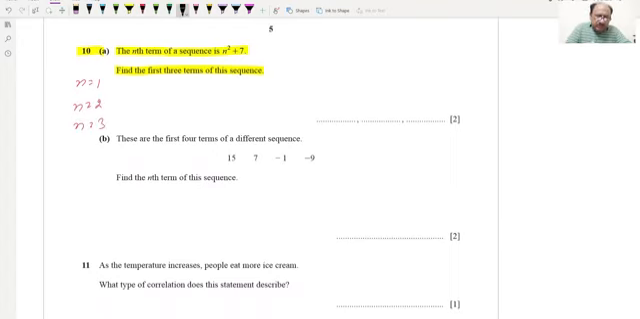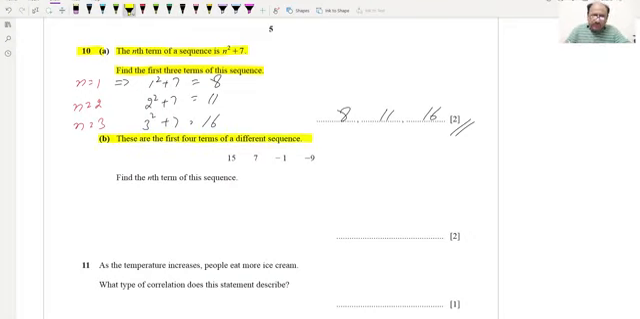These will be the 3 terms, and this implies we can write 1 squared plus 7. This will be 2 squared plus 7, and this will be 3 squared plus 7. So we can check. This will be 8, this one will be 4 plus 7 which is 11, and this one 9 plus 7 will be 16. So 8, 11 and 16, this is a 2 marks part which we have done. Now B part says these are the first 4 terms of a different sequence, and find the nth term.